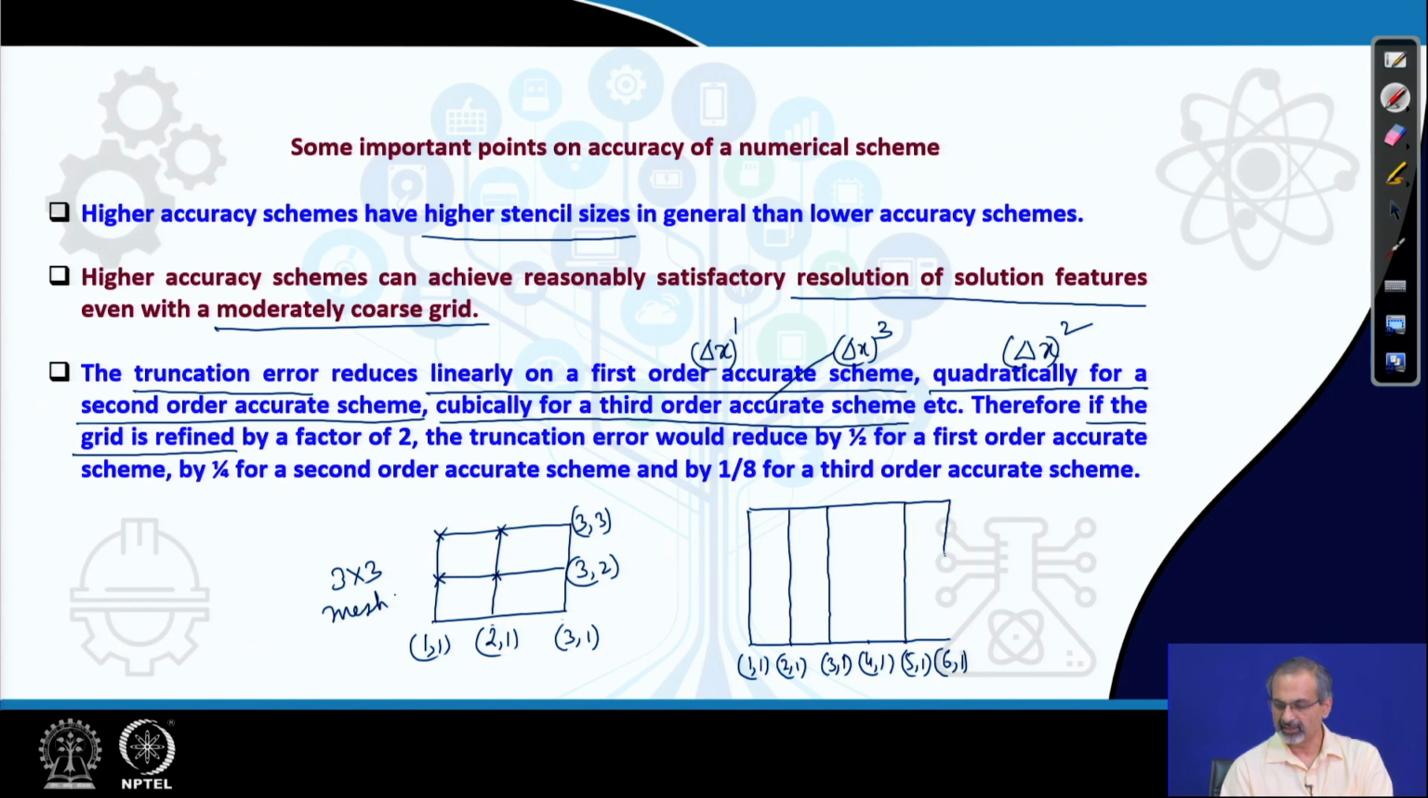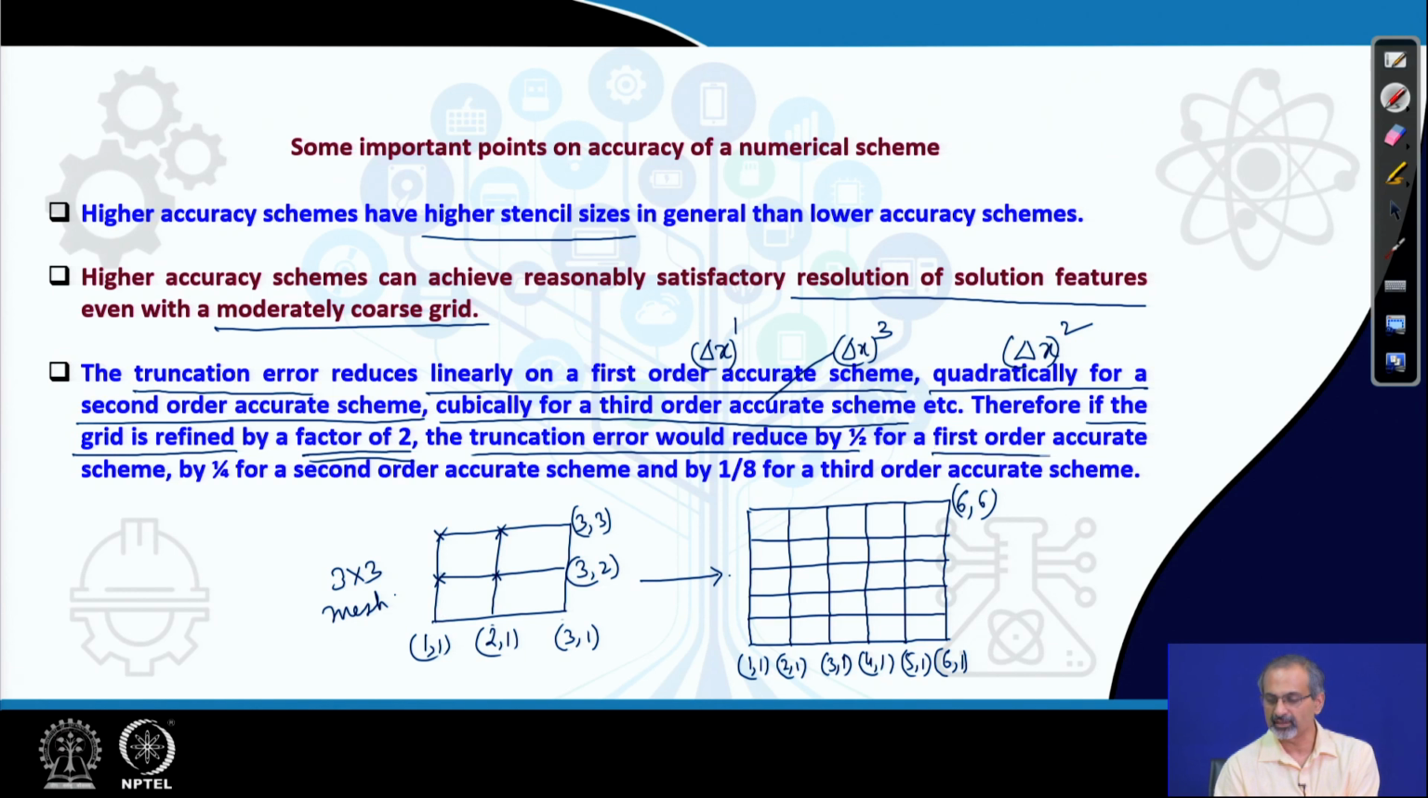Similarly, on the other side, if you give it 6 levels, then you have a 6 by 6 mesh. What have you done? Basically, you have made the grid twice as refined. So, when you make it twice as refined, you have increased the grid size by a factor of 2. If you do that, how would the truncation error reduce? It will reduce to half if it is a first order accurate scheme, because the delta x has now become delta x by 2.